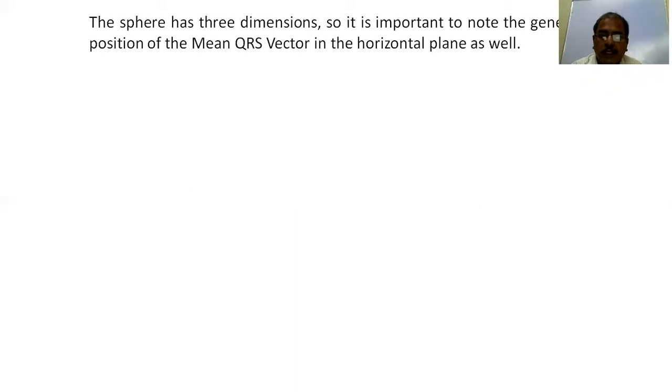Now let us see how these chest leads are seen in the horizontal plane. Till now we were discussing lead 1, lead 2, lead 3, AVR, AVL and AVF. Let us see the horizontal plane. Now again, the sphere has 3 dimensions, so it is important to note the general position of mean QRS vectors in the horizontal plane as well.